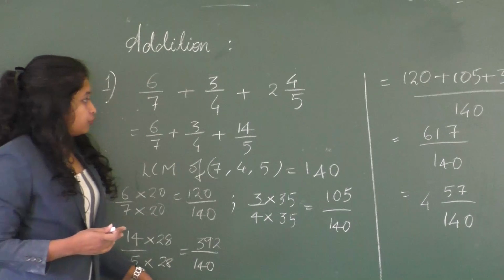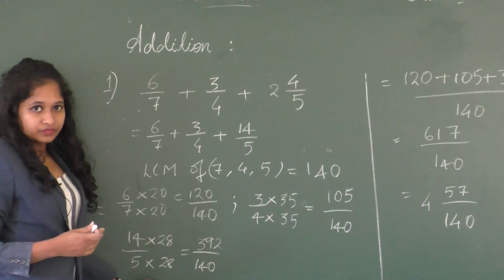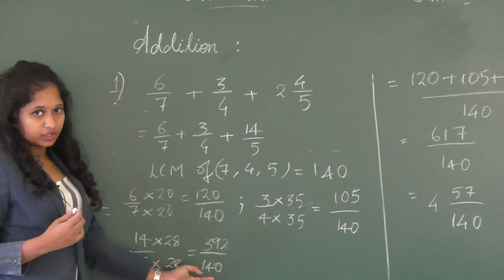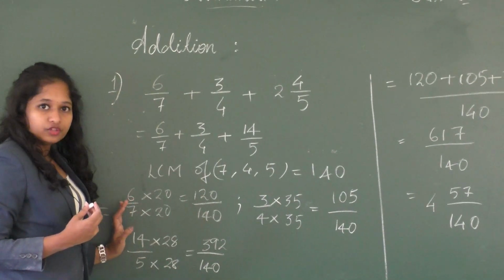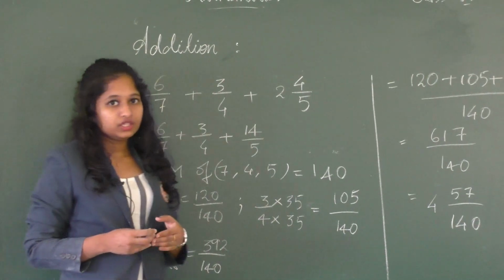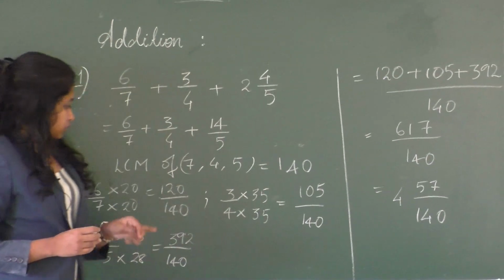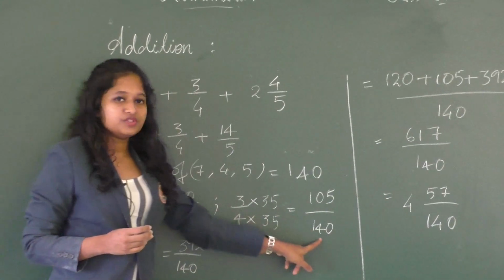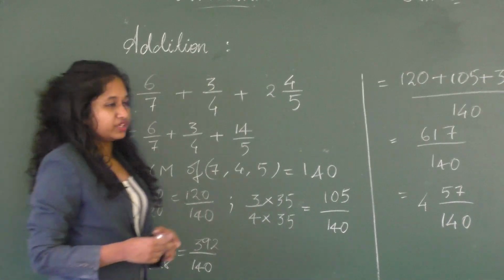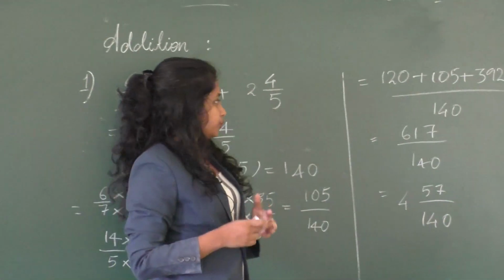And 14 by 5. When you multiply 5 by 28, we get 140. So, multiply 14 also by 28. So, we get 392 by 140. Now, we got the same denominators. It is 140. So, we can add the numerators.